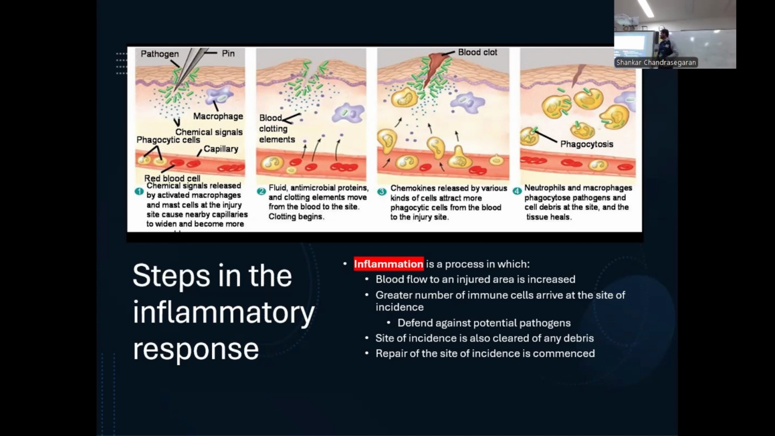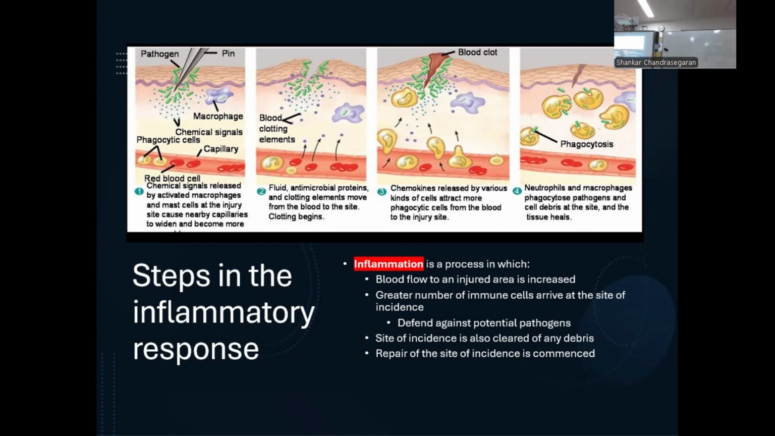Third thing is that the site of incidence is cleared of any debris. Obviously, when an injury occurs, not only do the pathogens get in, but there's also a lot of damage and destroyed cells in that region, right? Because whatever cells were punctured, they are all destroyed. So there's a lot of debris just lying around, right? Debris of our blood vessels, debris of our cells, debris of whatever was in the way when that needle poked through, they will just be sitting around there.